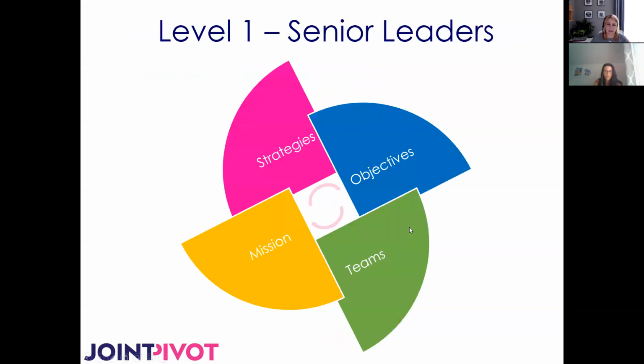And level 1 is when we started with our senior leaders. So if you follow along, you start at the pink corner of our pinwheel and you identify your strategies. You figure out how the strategies tie to your objectives, how they might tie to your teams, and actually mission comes before strategy. So I actually started at the wrong spot there. So start at the yellow. Start with your mission, then your strategies, your objectives, and then your teams.